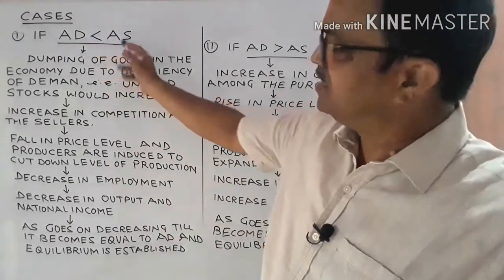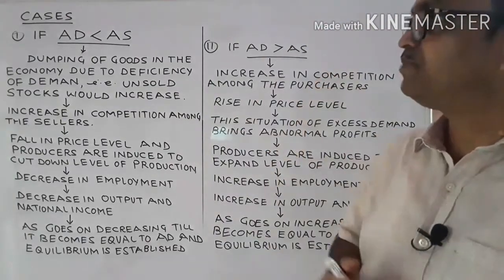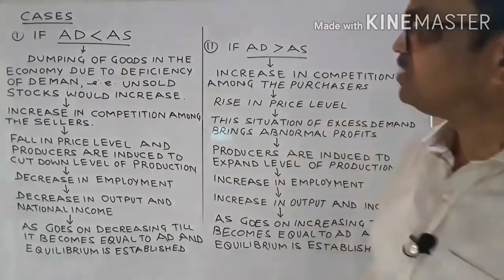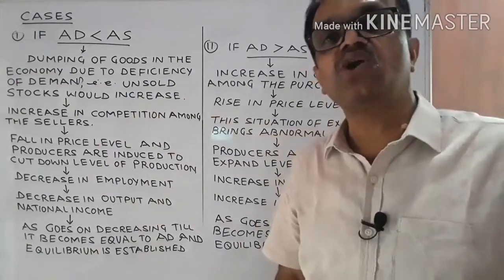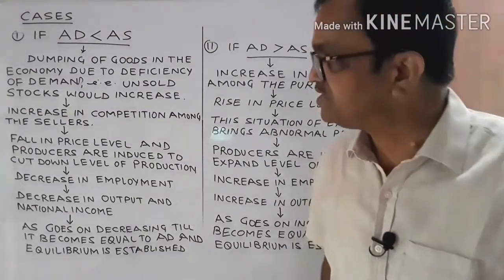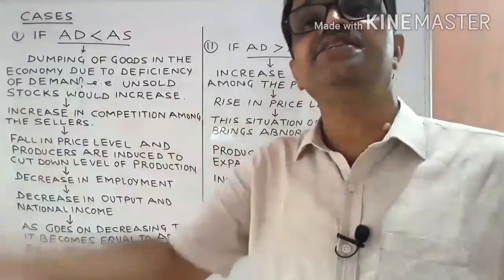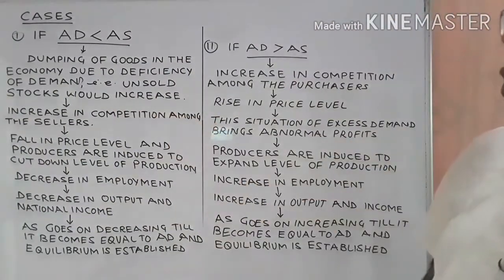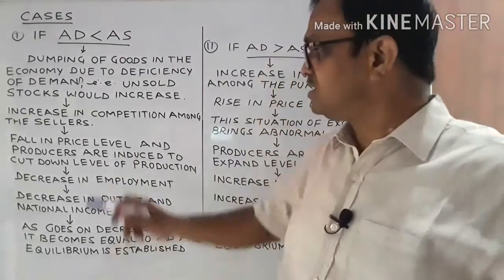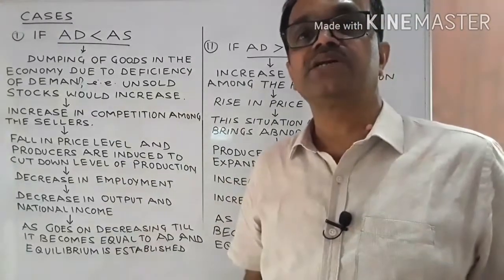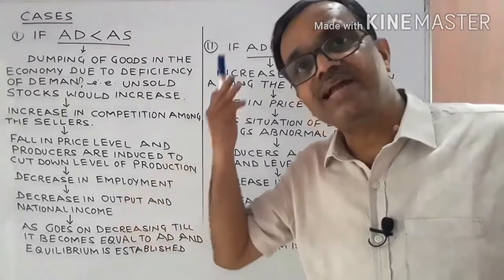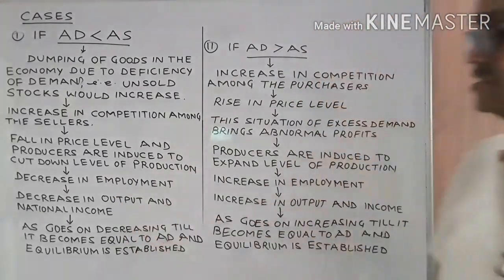If aggregate demand is less than aggregate supply, then what would be the net impact? There would be dumping of goods in the economy due to deficiency of demand. There would be unsold stocks, means there is an increase in inventory stock, and that would result in an increase in competition among the sellers of the product, and that causes a fall in the price level, and the producers are induced to cut down their level of production, means output would decrease, there would be a decrease in employment, decrease in output, and that would cause a decrease in the total national income in the economy.